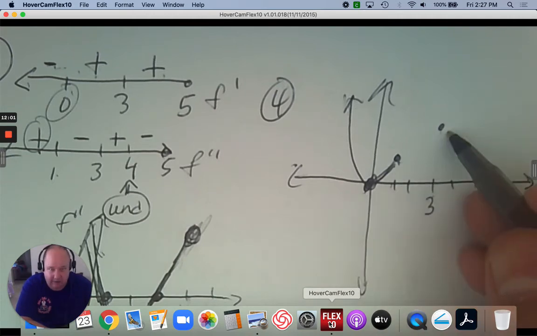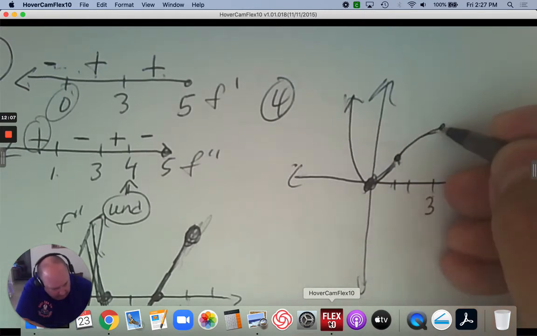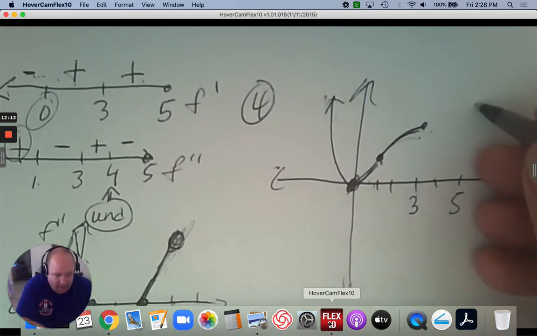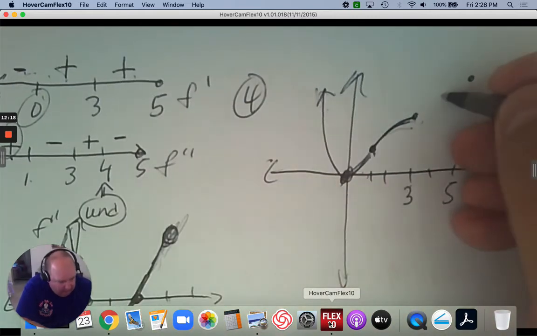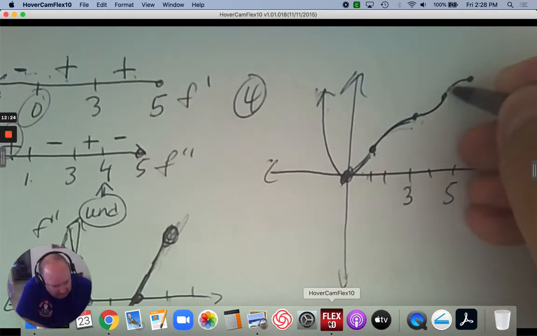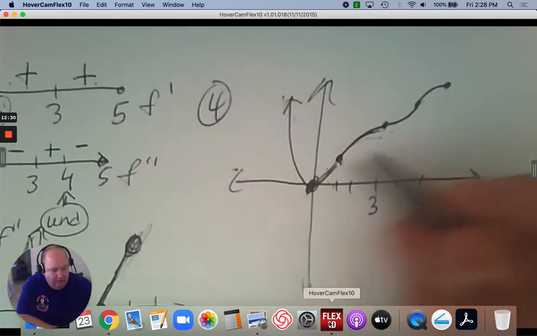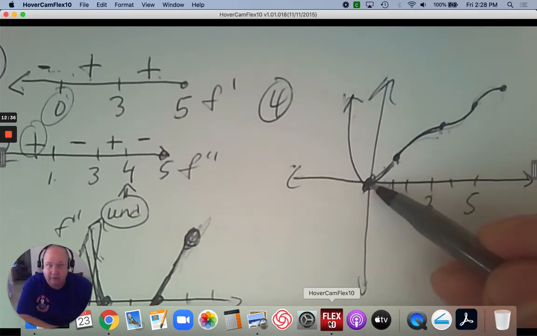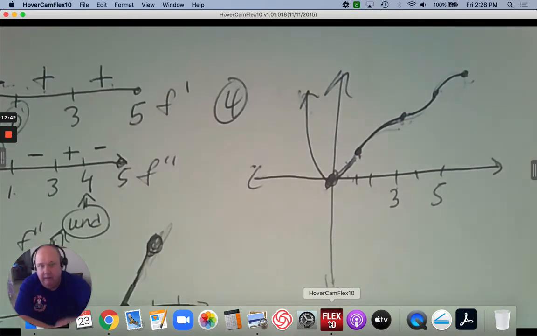From 1 to 3, it's concave down. So concave up, then concave down. It continues to increase all the way to 5. From 3 to 4, it's concave up. And then from 4 to 5, it's concave down. So concave up, concave down, concave up, concave down. This decreases and then increases throughout. Done. Number 5.